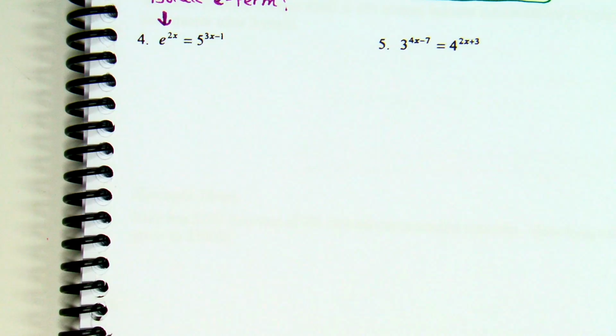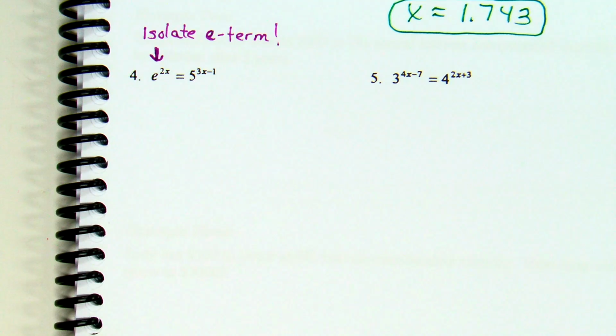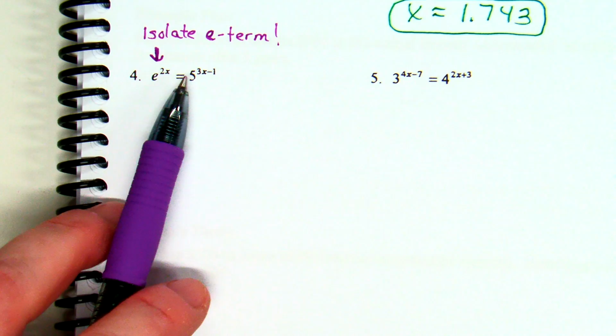When I say isolate your E term, I'm saying I want your E to be by itself. So it's E to some power, meaning I don't want it to be 5E to some power. I don't want it to be E to some power and then plus 7 at the end. Make that your first step to get the E by itself. In this case, do I have E to some power by itself? I do in this case.